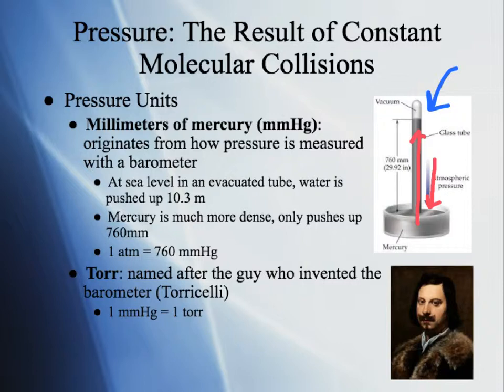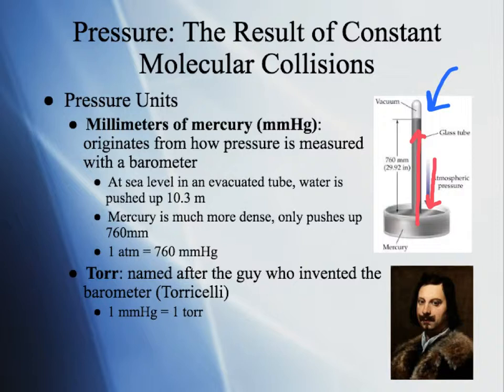All right, because this barometer is using mercury and it's measuring the length of mercury in a glass tube, one of the pressure units is millimeters of mercury, or mmHg. Hg is mercury's symbol on the periodic table. So millimeters of mercury originates from how pressure is measured with a barometer.